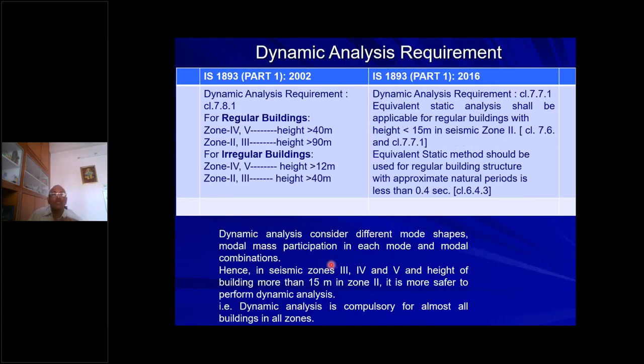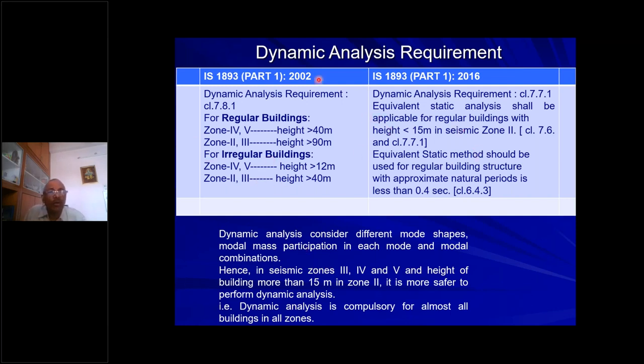Now coming to another change, one is the dynamic analysis requirement. When do we need to go for a complete dynamic analysis instead of the equivalent static analysis? That has been made more stringent here actually.